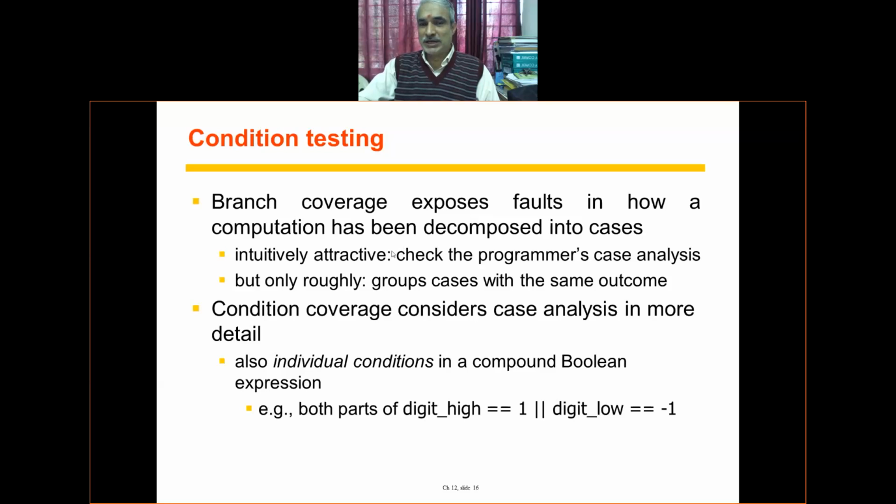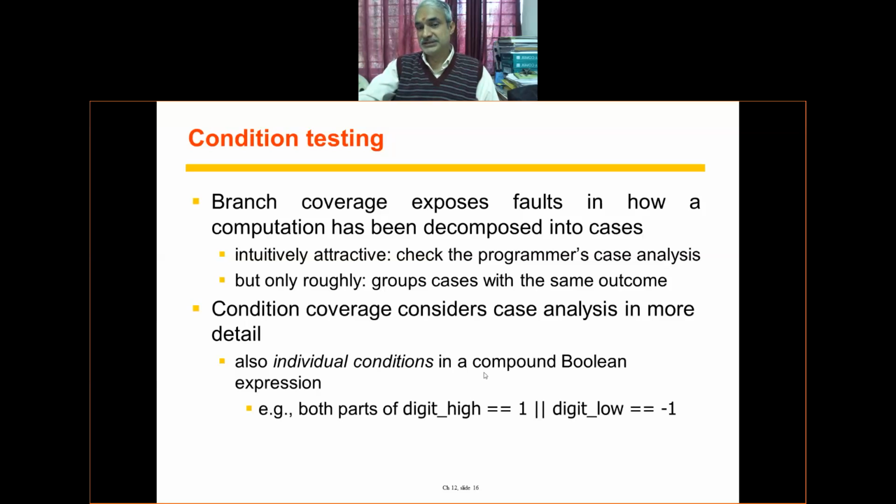Now let's look into the condition. This is a very important thing. Branch coverage exposes the fault in how a computation has been decomposed into cases. Branch: if it is true, go there. If it is not true, continue with this one. This is the branch. Condition coverage considers the case analysis in more detail.